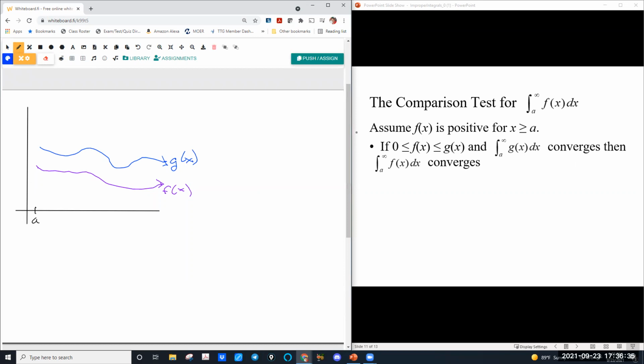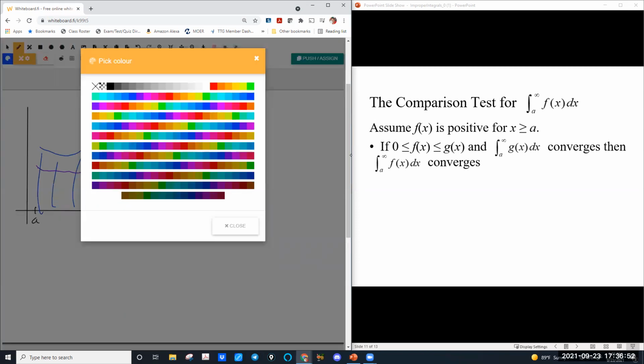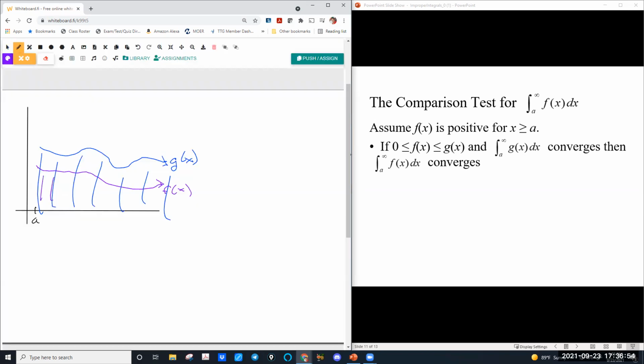If the improper integral of g converges, what that's saying is there's a finite amount of area between a and infinity under g. Well, if there's a finite amount of area under g, then there must be a finite amount of area under f. That's what the comparison test is saying, because f's area is less than a known amount of area.